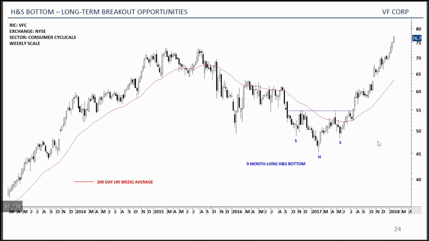This was another breakout alert, a 9-month long head and shoulder bottom. The general context of price action: are we in a clear downtrend? Yes. Has the price been steadily below the 200-day moving average? Yes. Did we form the left shoulder, head, and then as we are forming the right shoulder, did we move above the 200-day moving average and stabilize? Yes.